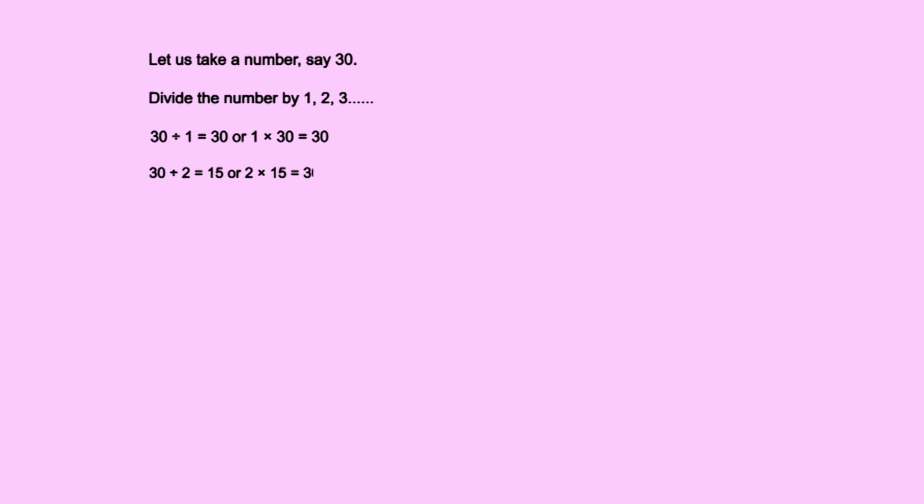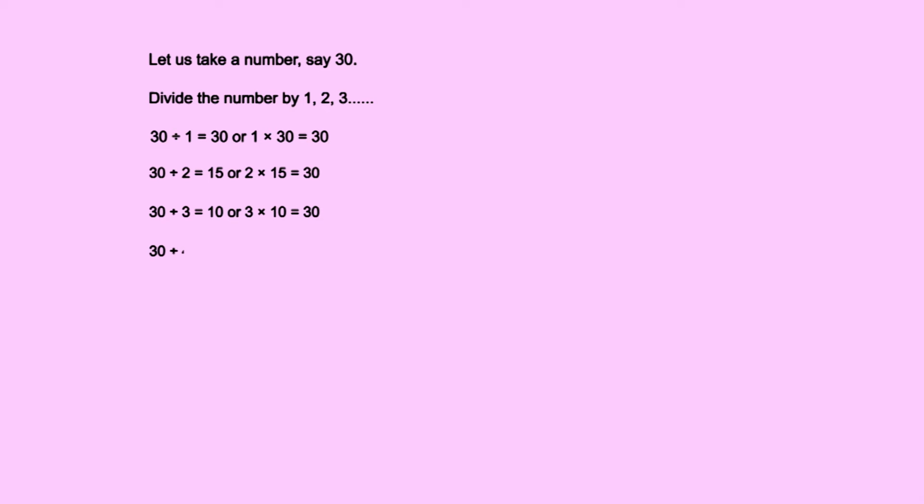Let's take a number, say 30. Divide the number by 1, 2, 3, etc. 30 divided by 1 is equal to 30, or 1 into 30 is equal to 30. 30 divided by 2, or 2 into 15 is equal to 30. 30 divided by 3, or 3 into 10 is equal to 30.